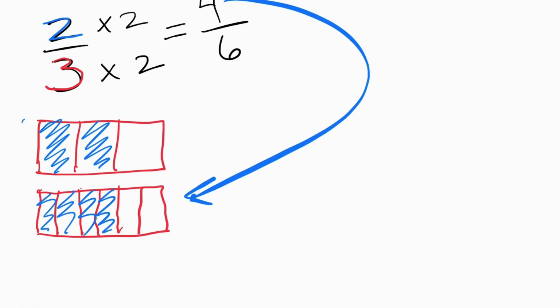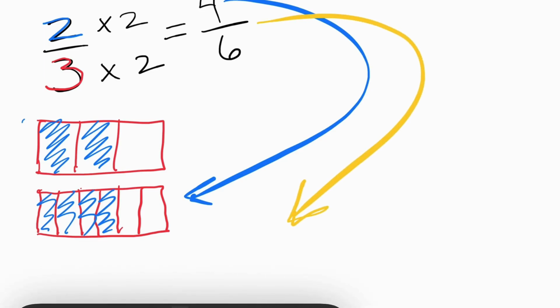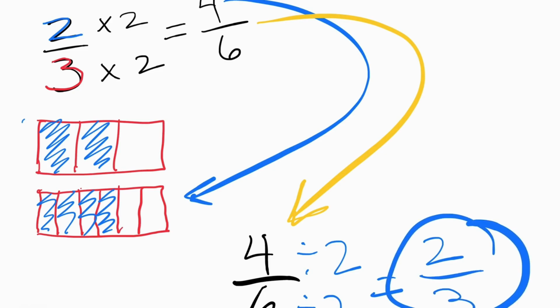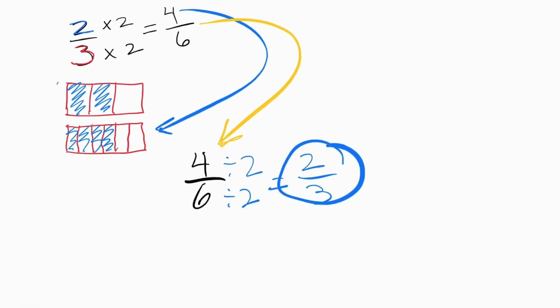If we took 4/6 at this point, let's grab a different color. I'm going to bring the 4/6 down here, like that. Now, if we were to divide instead of multiply, we could divide by 2, divide by 2. And that's going to get us 4 divided by 2 gets us 2, and 6 divided by 2 gets us 3. It gets us back to our original number, right? And that makes sense.